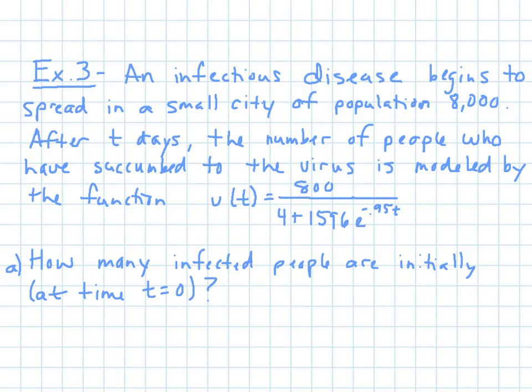Okay, so here's one of those real-world examples a little bit. Example 3 says an infectious disease begins to spread in a small city of population 8,000. After t days, the number of people who have succumbed to the virus is modeled by the function V of t is equal to 8,000 divided by 4 plus 1,596 times e to the negative 0.95 t power.